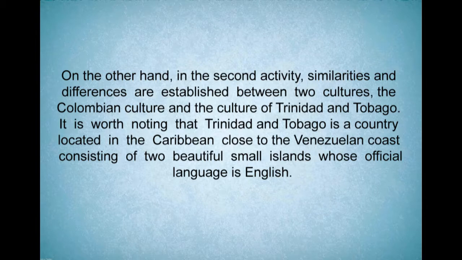On the other hand, in the second activity, similarities and differences are established between two cultures, the Colombian culture and the culture of Trinidad and Tobago. It is worth noting that Trinidad and Tobago is a country located in the Caribbean close to the Venezuelan coast, consisting of two beautiful small islands whose official language is English.